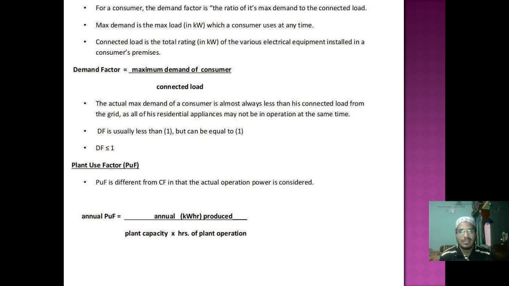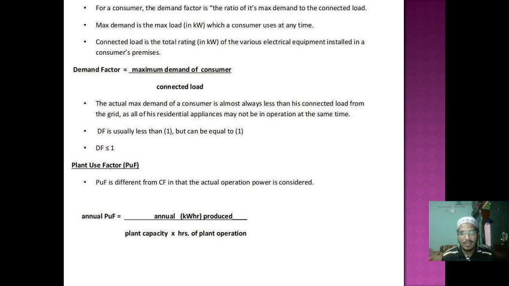Demand factor, simply we can say, is the last point we already discussed. Here we can easily get the maximum demand of the consumer from the connected load, and the demand factor will be less than or equal to 1.